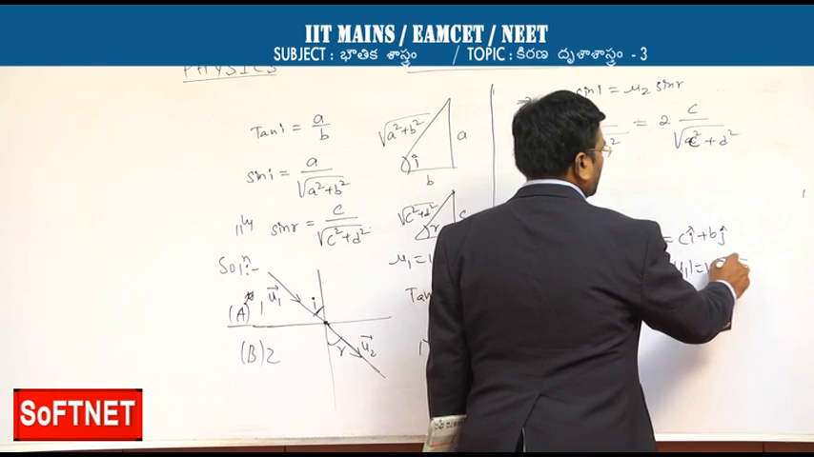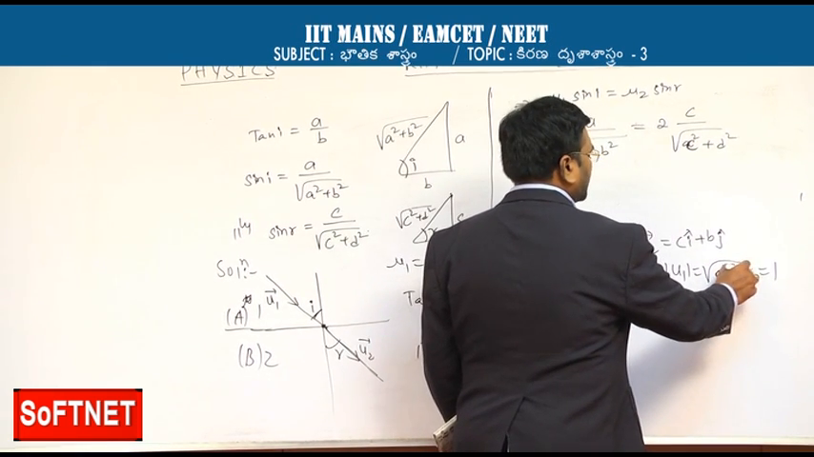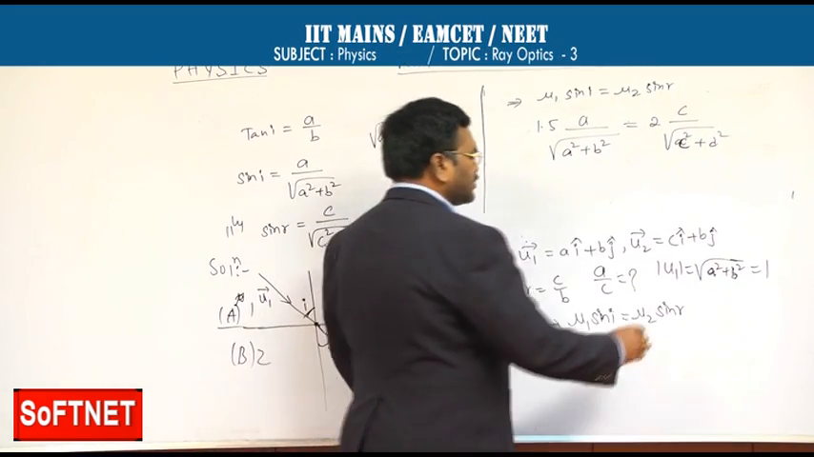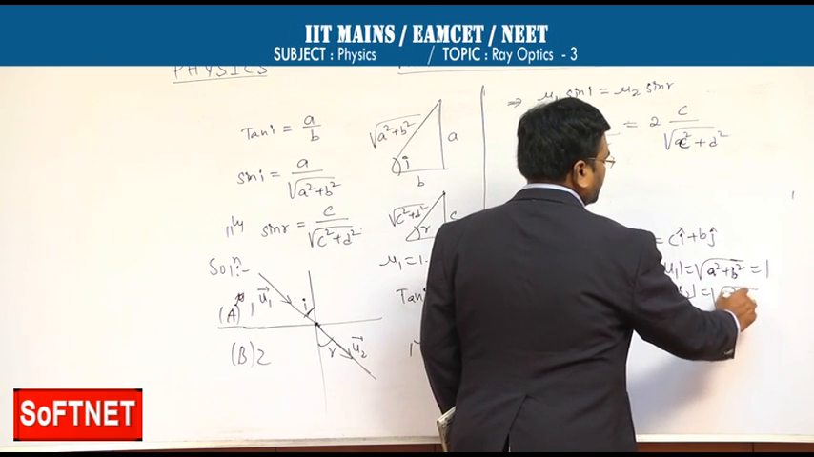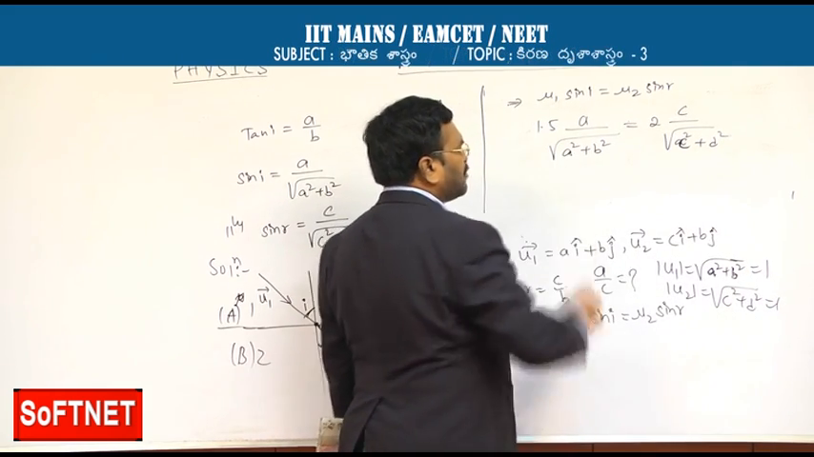Under root of A square plus B square is equal to what? 1. Unit vector. A unit vector means what? A vector whose magnitude is 1, unity. Again, magnitude of U2 bar how much? Magnitude of U2 bar also equal to what? C square plus D square is equal to 1. So that's why here 1.5.